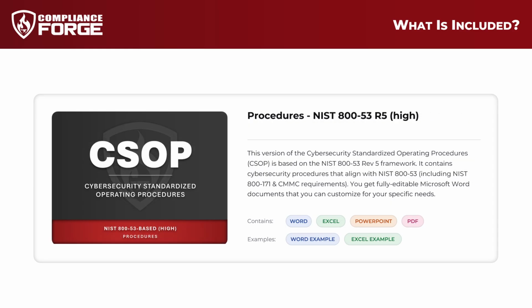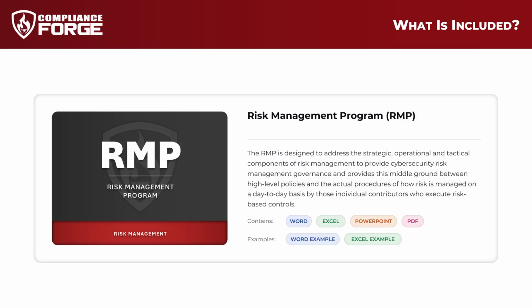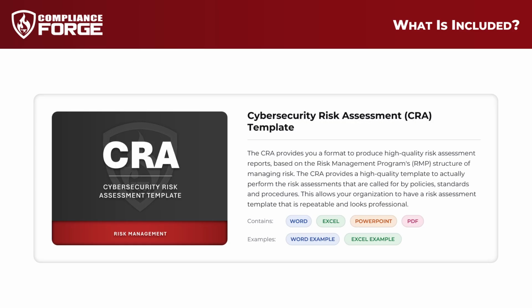The second is the Matching Procedures, the Cybersecurity Standardized Operating Procedures for NIST 853 High. The third is the Risk Management Program, addressing the strategic, operational, and tactical components of risk management. The fourth is the Cybersecurity Risk Assessment Template, which provides the format to produce high-quality risk assessment reports based on the Risk Management Program structure.